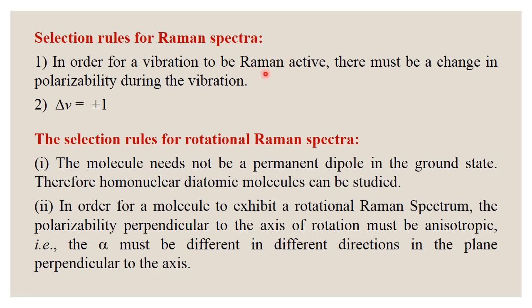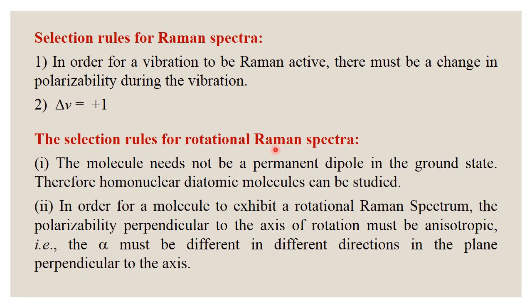Selection rule for Raman spectra. In order for a vibration to be Raman active, the main condition is that there must be a change in the polarizability during the vibration. அதாவது molecule vibrate ஆகும்போது polarizability வந்து என்ன செய்யணும், மாறணும். That is, there must be a change in the polarizability during the vibration, and delta nu equal to plus or minus 1. இது வந்து vibrational Raman spectraகுள்ள definition.